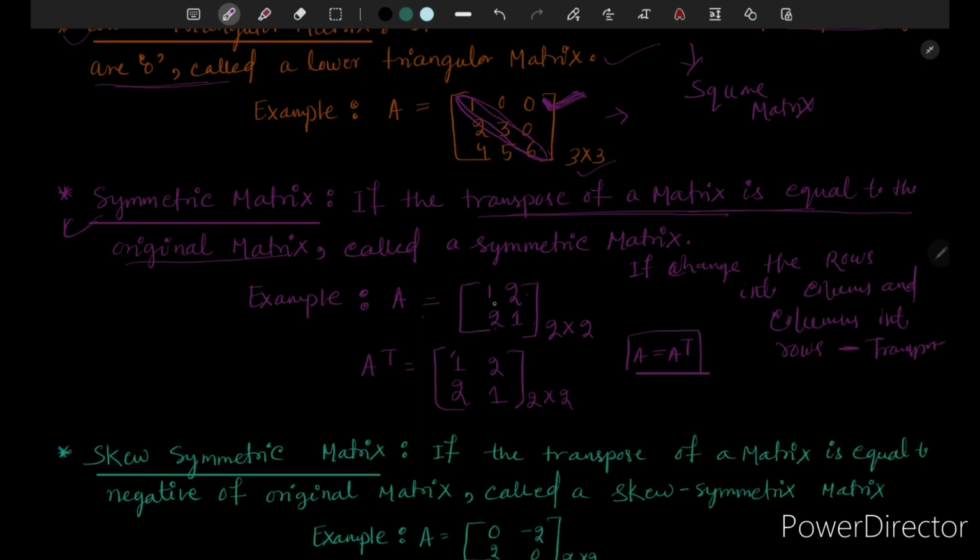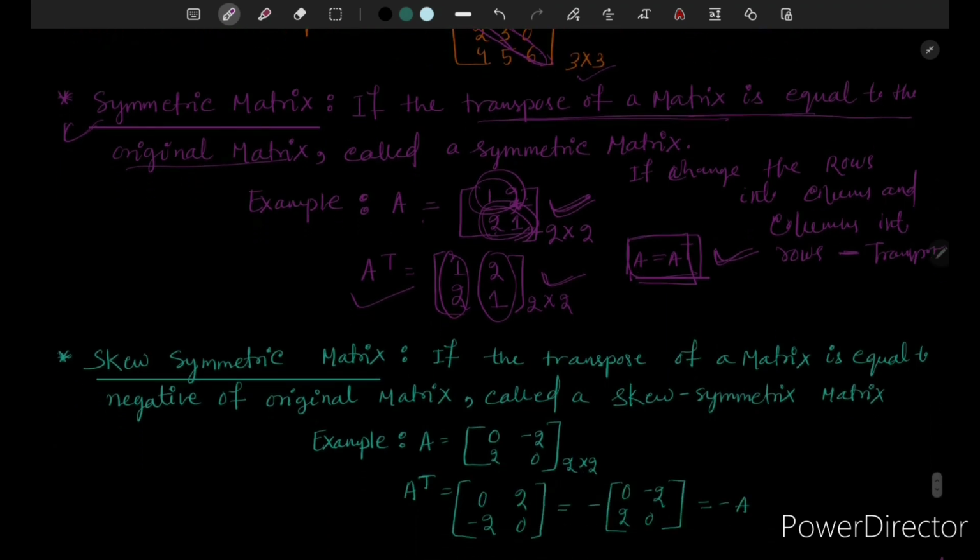Okay, so these are the rows, 1 2 and 2 1. This row we can write as a column, that is 1 2, and this row, that is 2 1, we can write as a column. So this is the transpose, and after transposing the matrix we get the same matrix, 1 2 2 1. That means A equals A transpose. So when the transpose of a matrix is equal to the original matrix, we call it a symmetric matrix.